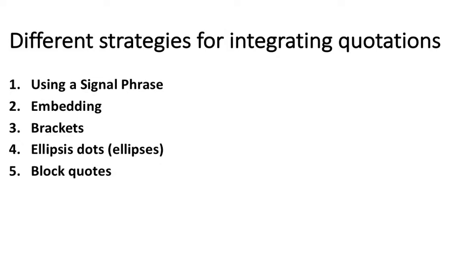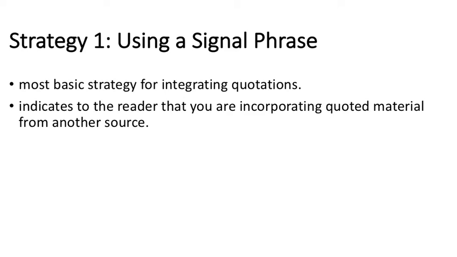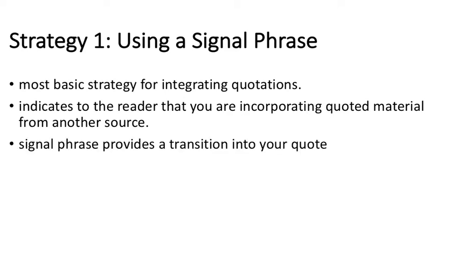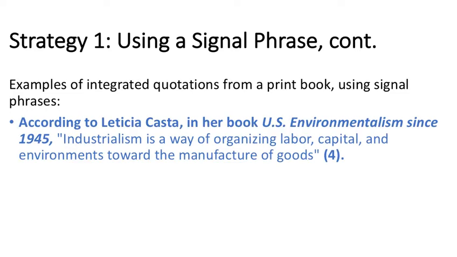Using a signal phrase, embedding a quote into a sentence of your own, using brackets, using ellipses, dots, and block quotes. The first strategy is using a signal phrase, and this is the most basic strategy for integrating quotes. This indicates to your reader that you've incorporated information from some other source, and a signal phrase also provides a transition into your quote. So here are some examples of quotes that are introduced with signal phrases.